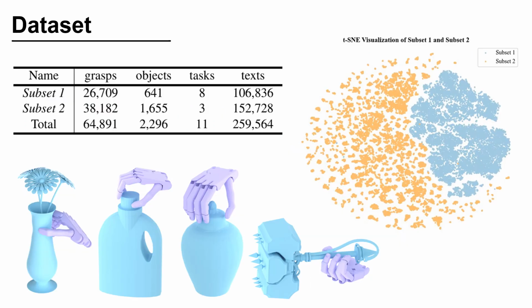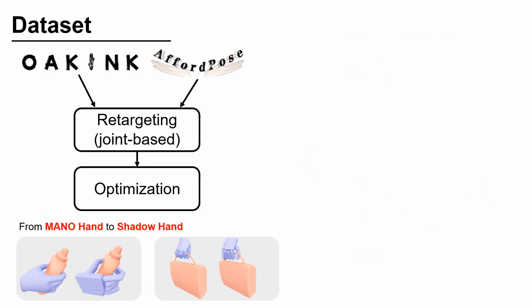In addition, to support the training and evaluation of our framework, we construct a dataset by consolidating grasping data from 2 established hand-object interaction datasets. In total, it includes 64,891 high-quality grasping instances, 2,296 object models, 11 task categories, and 259,564 textual annotations. We perform retargeting process in 2 stages.